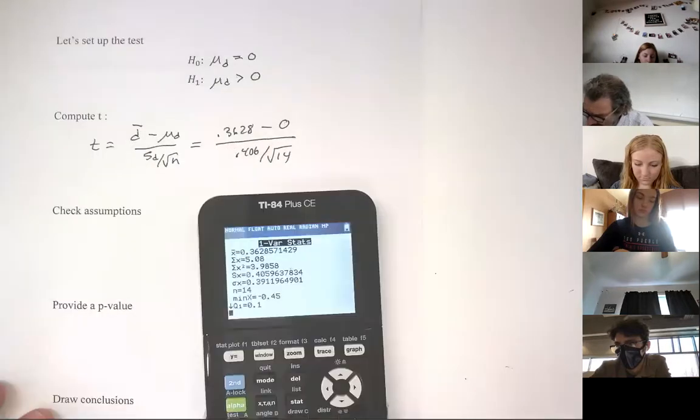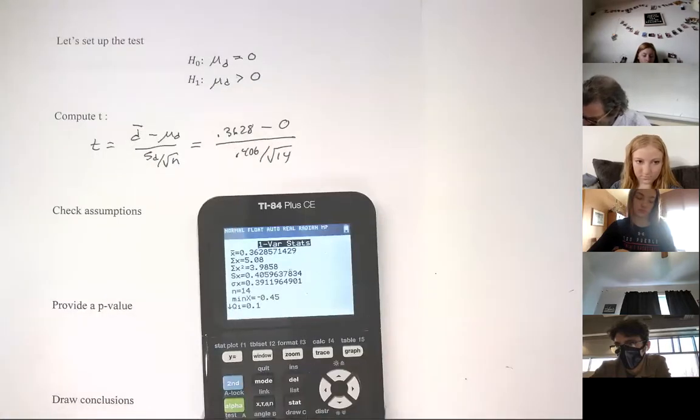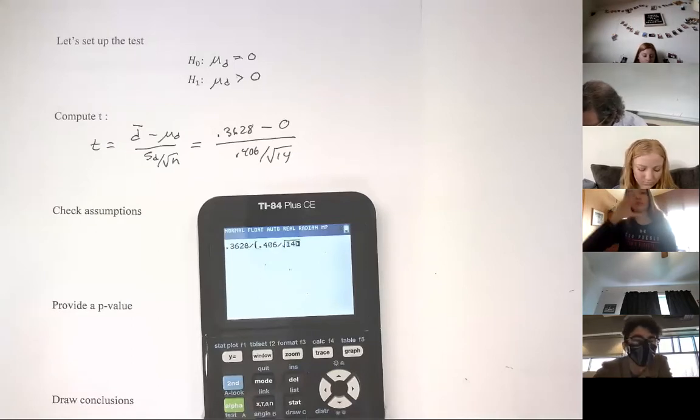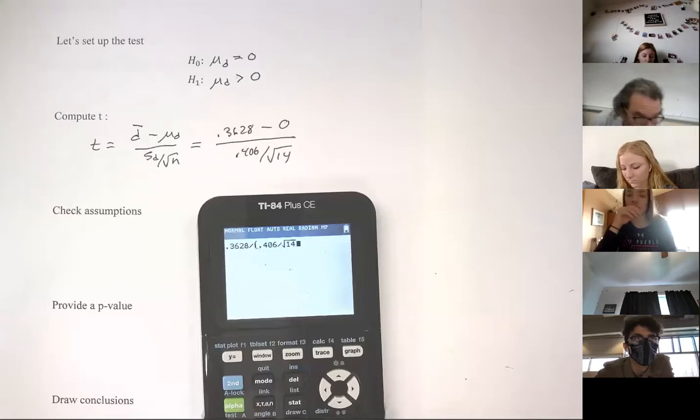And of course I could ask my calculator to do this, but first I'm going to compute it myself just for fun. So I'll clear that. 0.3628 divided by parentheses 0.406 divided by square root 14, come over, close that.